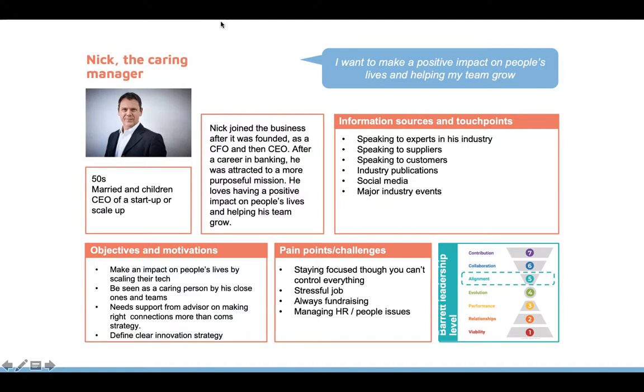And then he has to define a clear innovation strategy as well. Pain points: staying focused, and even if he knows that he can't control everything, of course, he has a lot of stress to manage. The fundraising cycle never stops as well, and is constantly on his agenda. And then he has a lot of challenges managing the HR and the people issues.